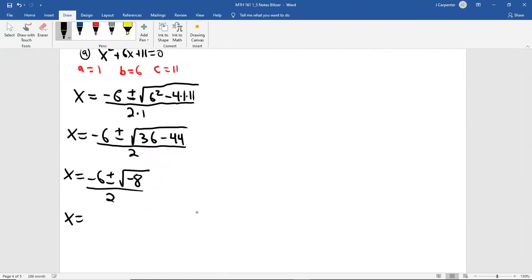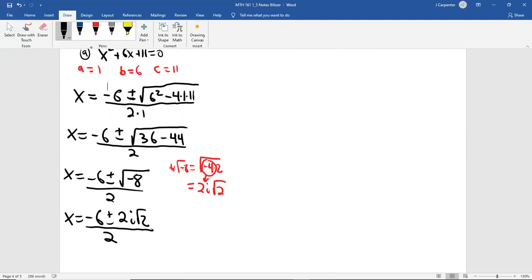So we go x equals negative 6 plus or minus. So we can write that as the square root of negative 4 times 2. You can break up the negative as negative 1 times 4 times 2 if you really like. We know the square root of negative 4 is 2i. So we still have this square root of 2 inside. This negative 4 gets pulled out as 2i. So that square root of negative 8 is now going to be 2i square root of 2. Then we have the all over 2.